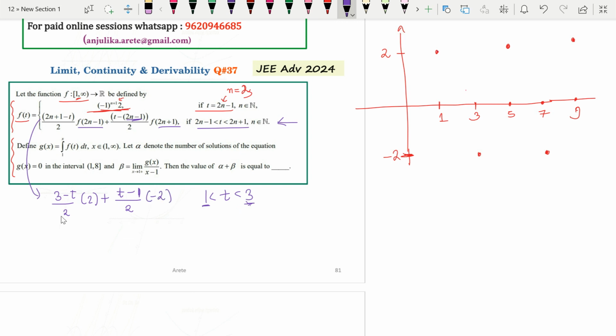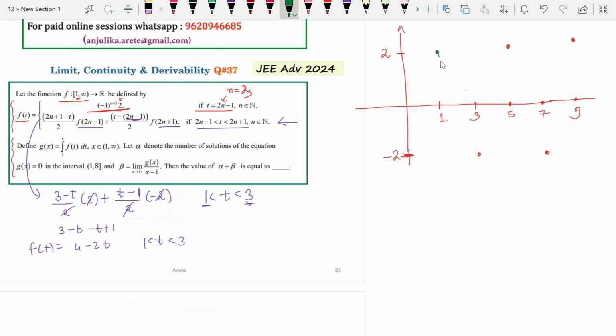Now just simplify quickly. What are you getting? You are getting 3 minus t plus 1. How much is that? 4 minus 2t. So your f of t is 4 minus 2t when your t lies between 1 and 3. Can you quickly draw it again? What is it when t is 1? If you are at 1, again you get 2. If you are at 3, so 4 minus 2 times 3, that's minus 2.